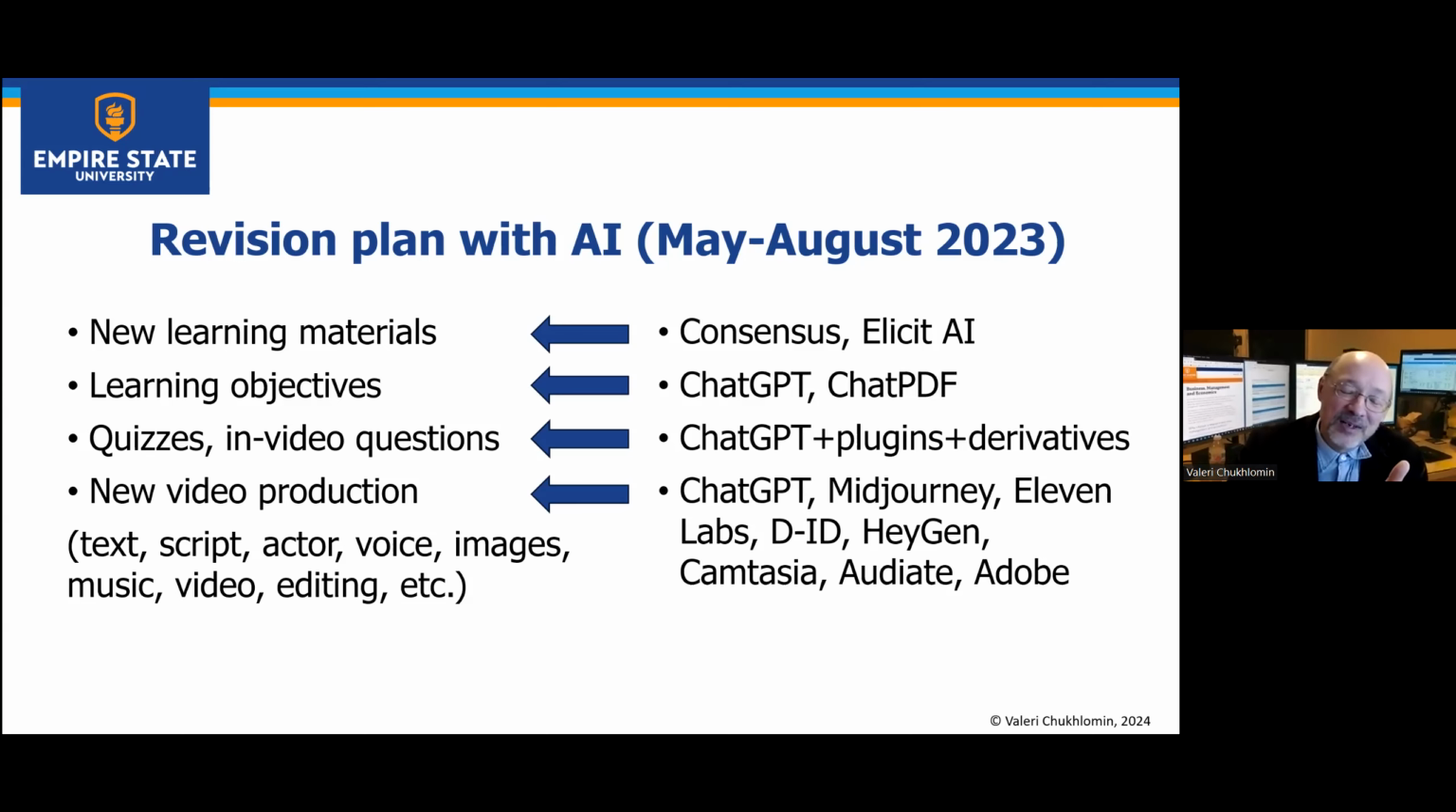And I was like hesitant working on this, but with ChatGPT and derivatives like ChatPDF, where you can talk to PDF files, I figured out how to do it maybe one day per course. The other thing is, again, quizzes and video questions. Again, on Coursera, they want in-video questions in each of the videos. And again, you need to watch it, and it's very tedious, very labor and time-consuming work.